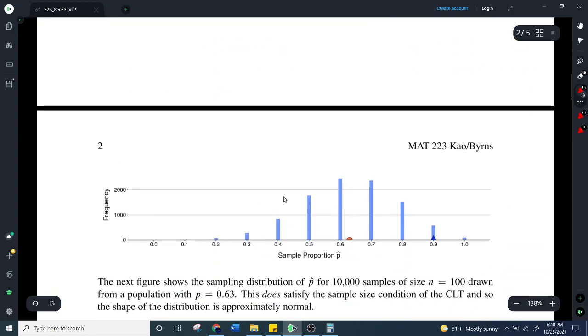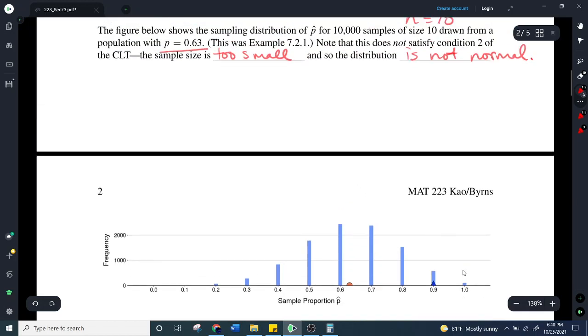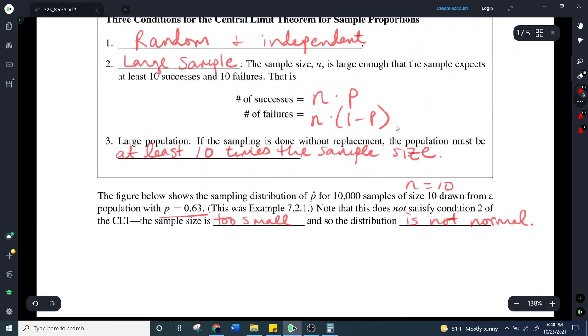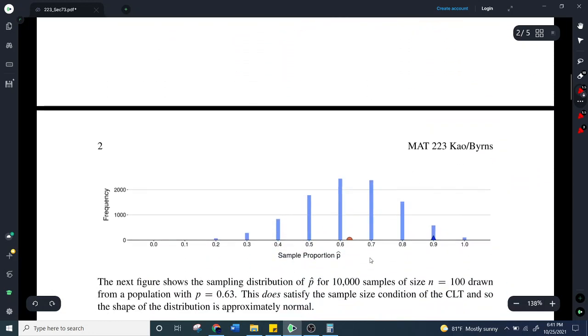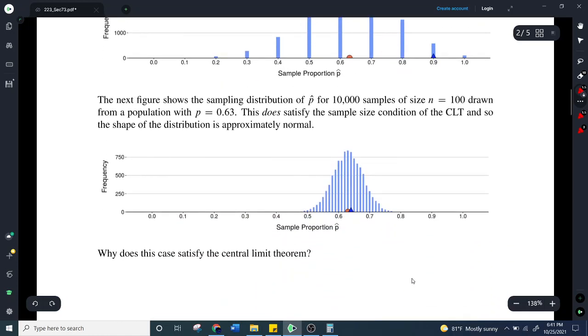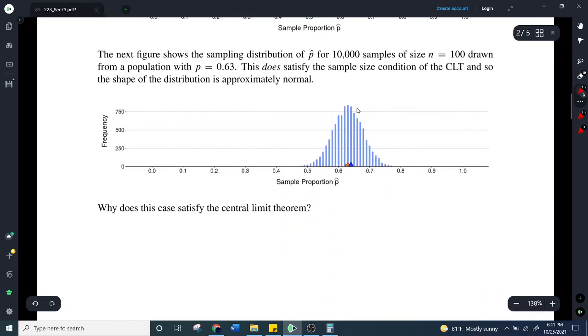It almost looks like it might be symmetrical, but the bottom line is it's got to follow this rule. So in the long run, we can't assume anything unless it follows these three conditions. So the next example says, show that the sampling distribution of p hat for 10,000 samples. This time, we're looking at samples of size n equals 100. Same population proportion is 63%.